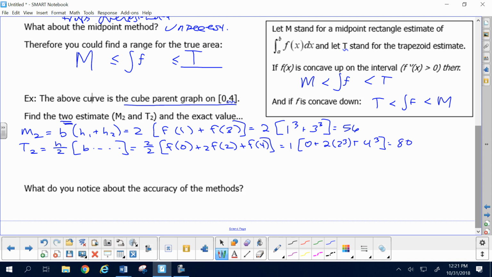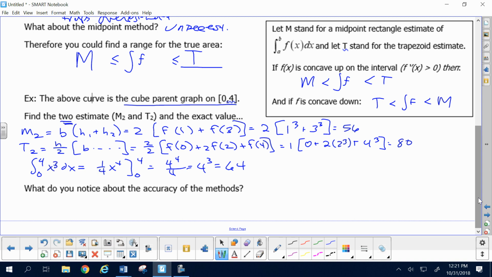Are you getting 56 and 80 for your estimates? Yeah. You could have made a mistake. I'm getting... Oh, that. No, I see. It becomes x to the third, it's cubed. So it's not just like x at 2, or y at x equals 2. That's 8, I don't know what that means.